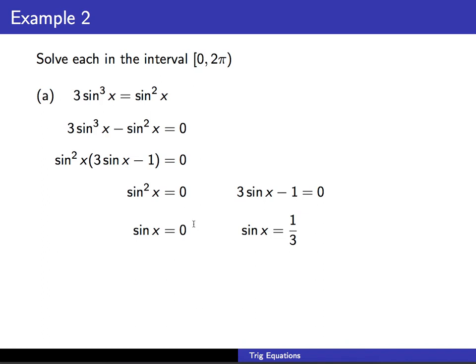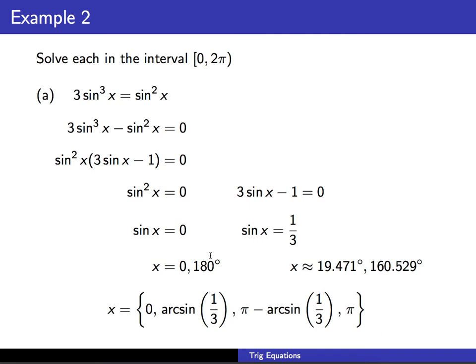Now, we do have exact values for where sine of x will equal 0. We do not have exact values where sine of x will equal a third. So for our exact values for 0, we get x is 0 and also 180 degrees. Remember, we're not including 360. We're not including 2 pi. For 1/3, if we look at inverse trig, or if we graph y equals sine of x and y equals 1/3, we'll see that they intersect in degrees at about 19.5 degrees and about 160.5 degrees.